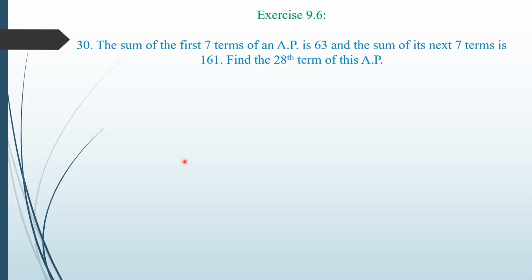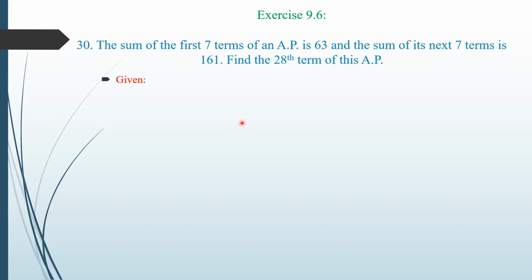Next question is question number 30, which says the sum of the first 7 terms of this AP is 63, and the sum of its next 7 terms is 161. Now we need to find 28th term of this AP. Let us see how we can do this.